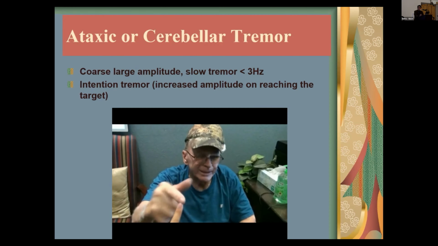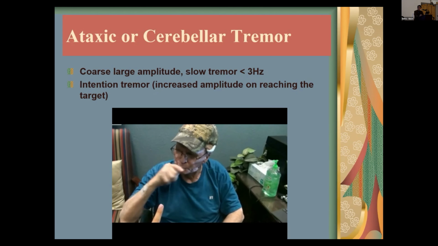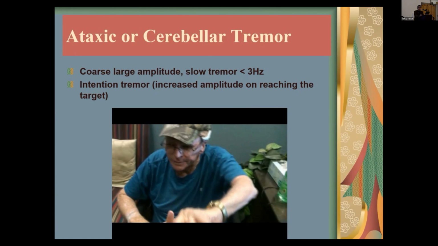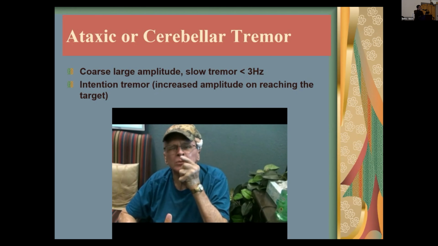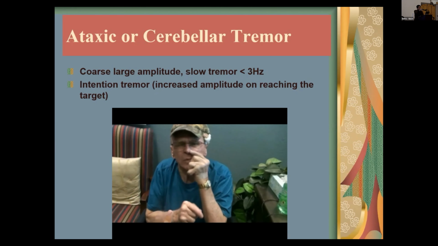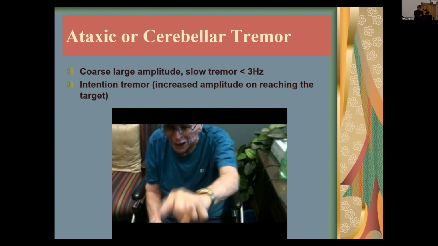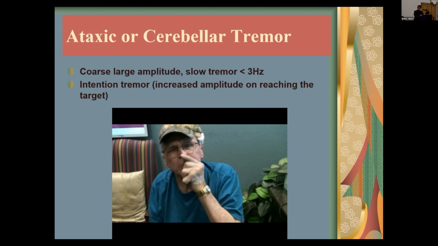And then the tremor that is the most difficult to treat, either through medicines or surgeries, is the ataxic or cerebellar tremor. It's coarse, it's large amplitude, it's slow, it's 3 hertz or less. We also refer to this as intention tremor, meaning as you reach the target, whatever the target action is, which in this case is finger to nose, as he reaches out for the target, that tremor amplitude just increases. So this is referred to as ataxic or cerebellar tremor. Highly resistant to most of the medicines we use for control of tremors.